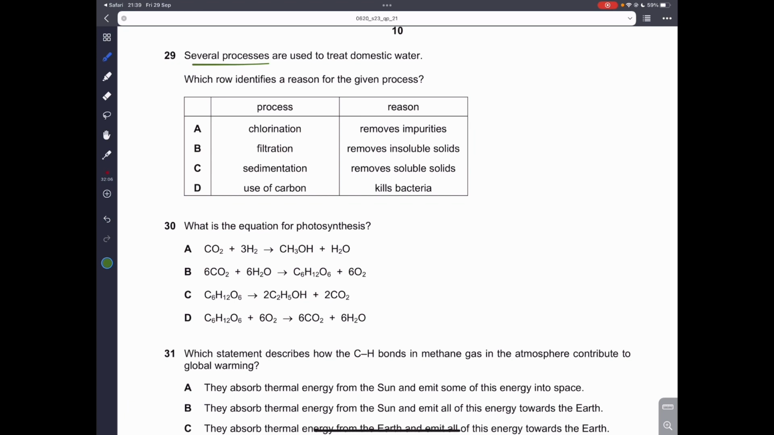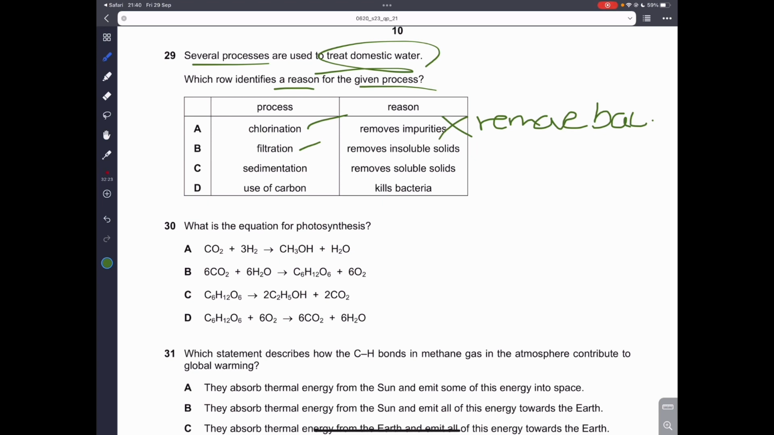Question 29. Several processes are used to treat domestic water. Which roles identify a reason for the given process? Chlorination is not to remove impurities, it is to remove bacteria or to kill harmful microorganisms.